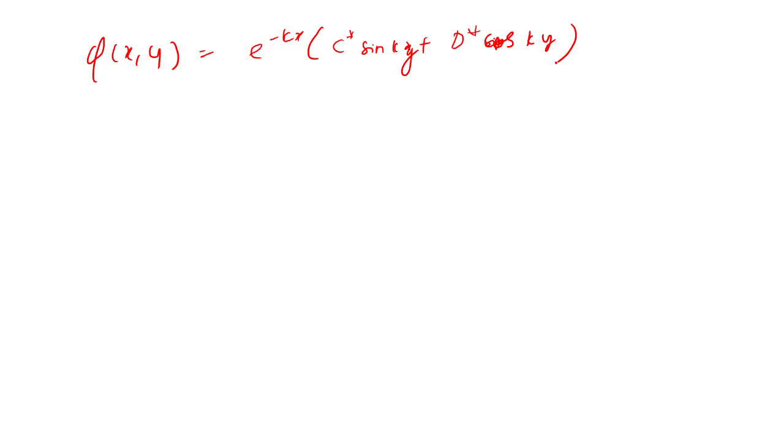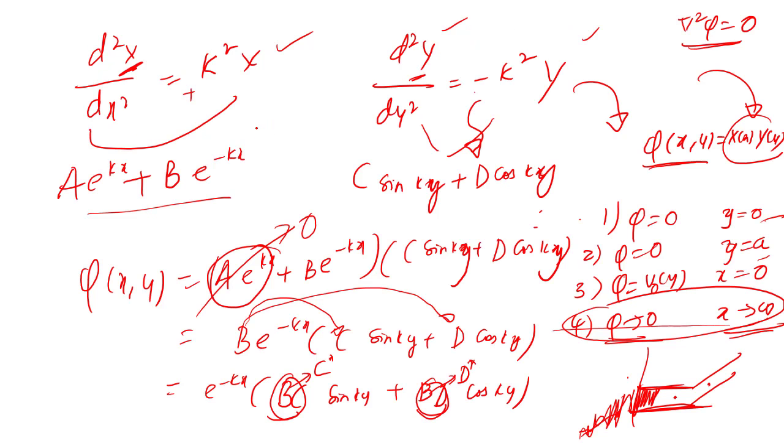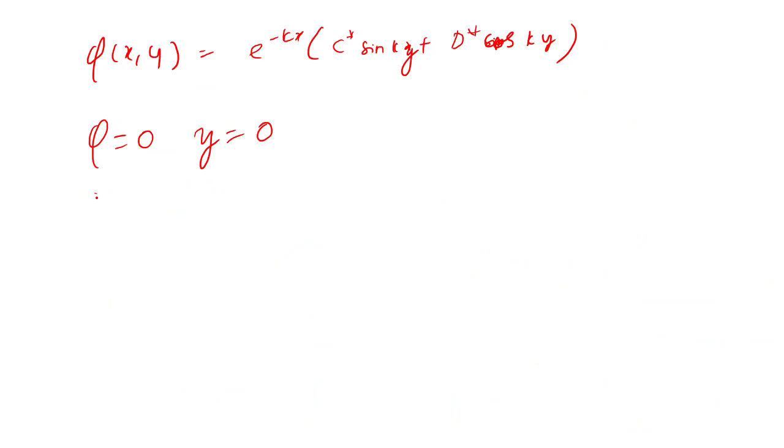Now the first condition is that phi is equal to 0 at y is equal to 0, because the strip is insulated from the top and the bottom of the plate according to the problem. The boundary conditions we were given were that phi is equal to 0 when y is equal to 0 or y is equal to a. So if phi has to be 0 when y is equal to 0, then this term has to be 0, or we said d star is equal to 0 because cosine 0 is 1, right? So to make phi go to 0, we have to set this to 0.